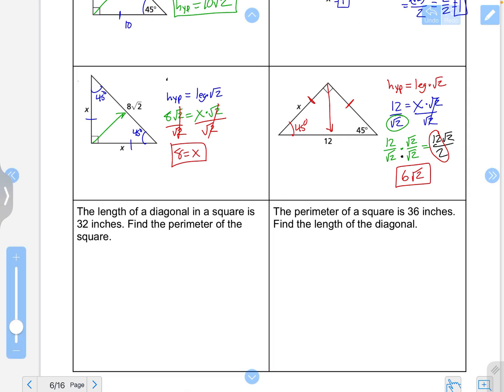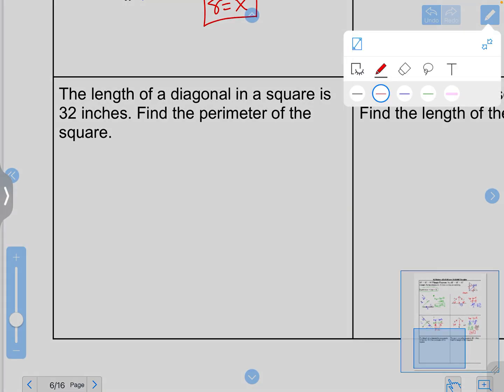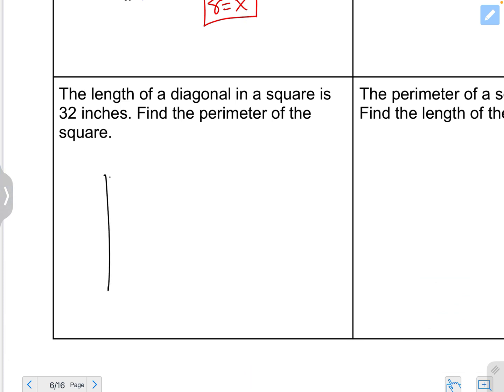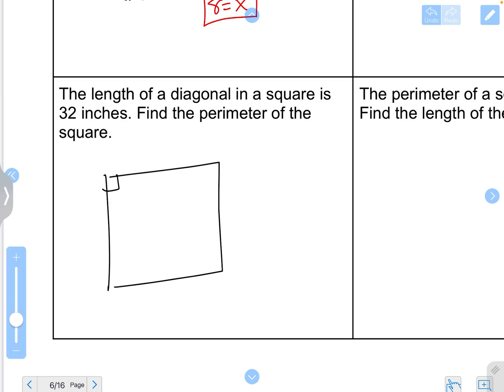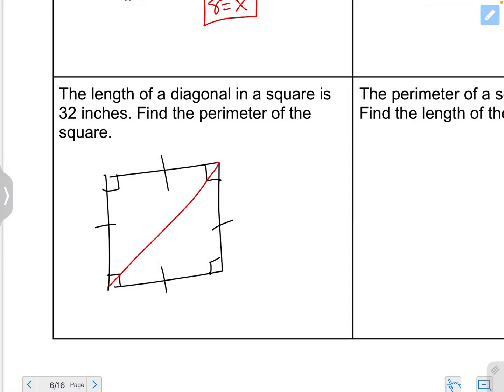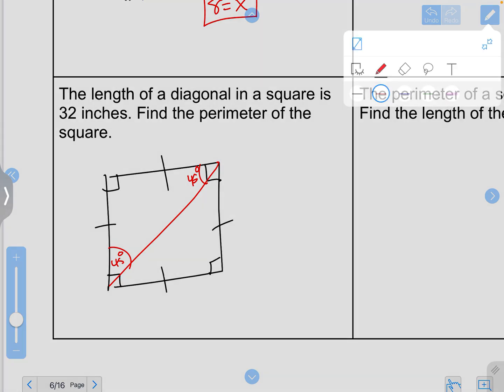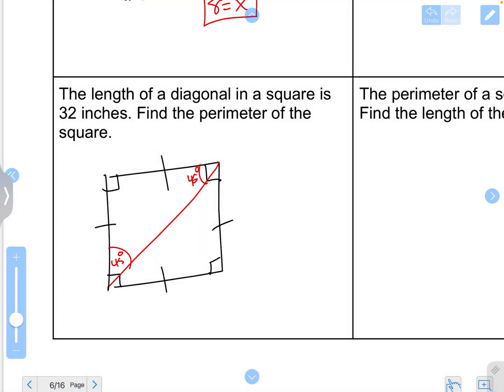All right. So we've got a square. And what we know about squares from previous units is that squares have 4 right angles and they have 4 congruent sides. And we know that the diagonals bisect the angle. So if they bisect that 90-degree angle, we know that both of these angles are 45 degrees. And so we now have a 45, 45, 90 triangle.